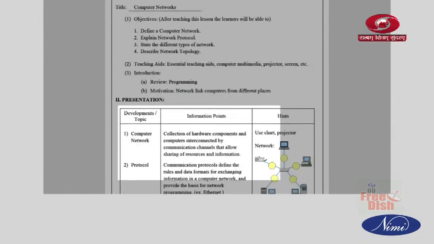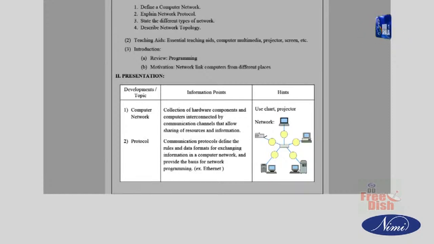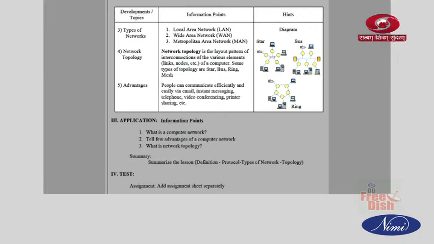2. Presentation. Developments or topic. Information points. Hints. 1. Computer network. Collection of hardware components and computers interconnected by communication channels that allow sharing of resources and information. Use chart, projector. Network. 2. Protocol. Communication protocols define the rules and data formats for exchanging information in a computer network and provide the basis for network programming.